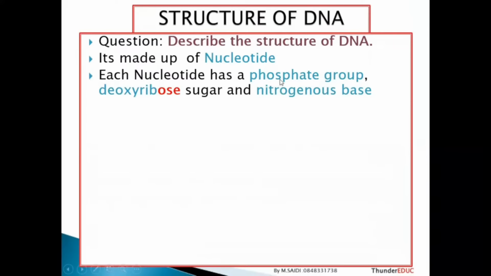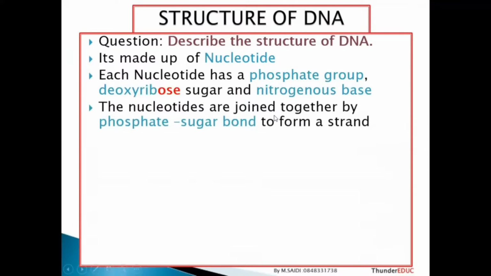Each nucleotide is made up of a phosphate group and a deoxyribose sugar, because it's DNA. If it was RNA, then we talk about ribose sugar. Be specific. Don't tell us that it's made up of a pentose, or just a sugar. Which kind of sugar? Which kind of pentose? Deoxyribose sugar and nitrogenous bases. Yes, and the nucleotides are joined together by sugar-phosphate bonds to form a strand.